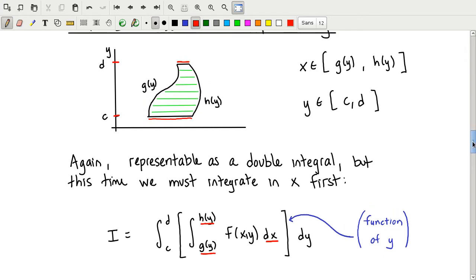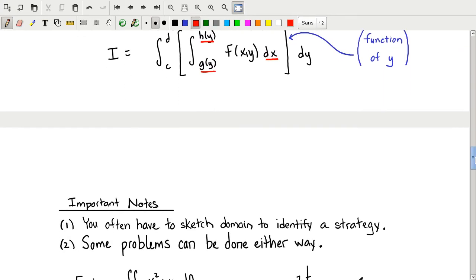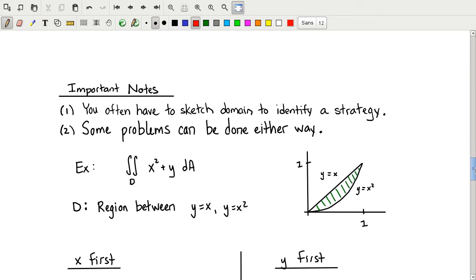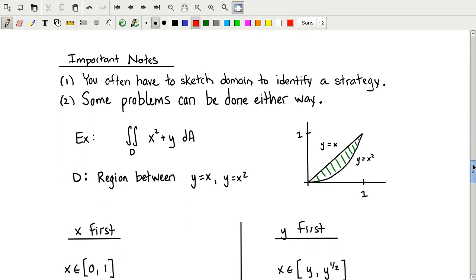So I hope conceptually this makes sense. Let's now do some examples, a couple anyway. Two notes: you often have to sketch the domain to figure out which type of integral is more appropriate, whether you should do x first or y first. And some problems can be done either way.